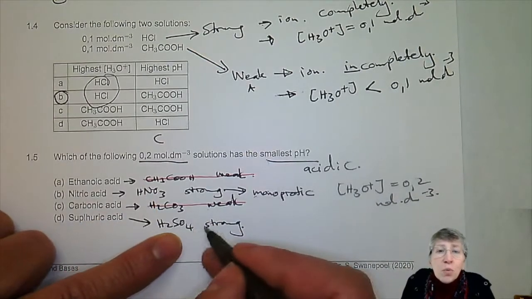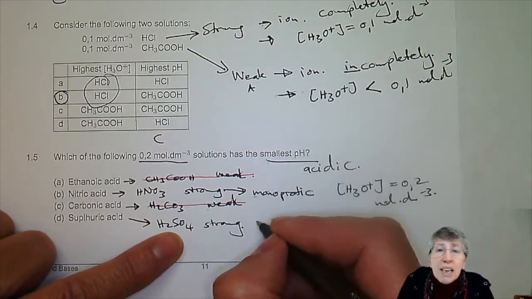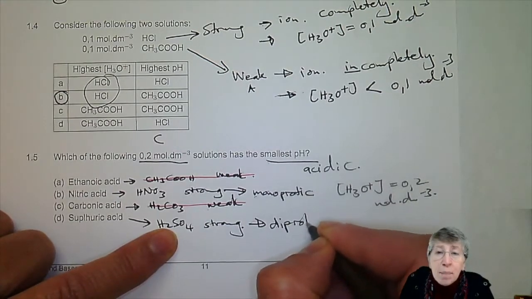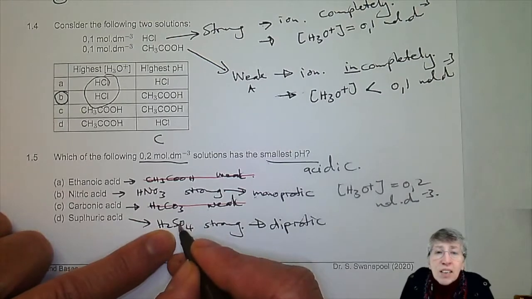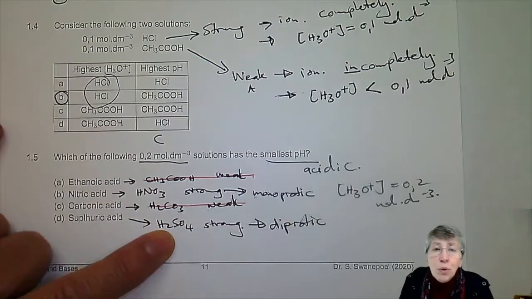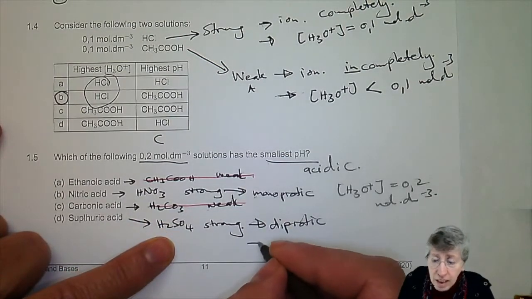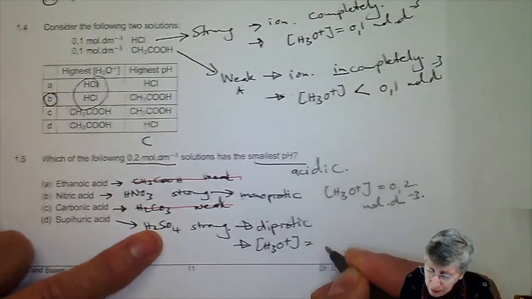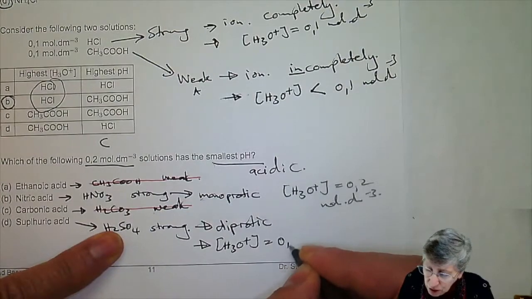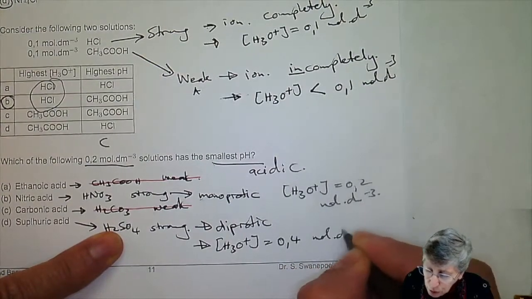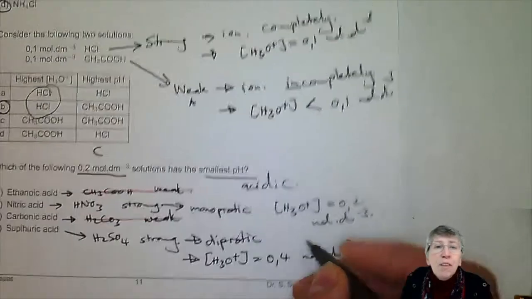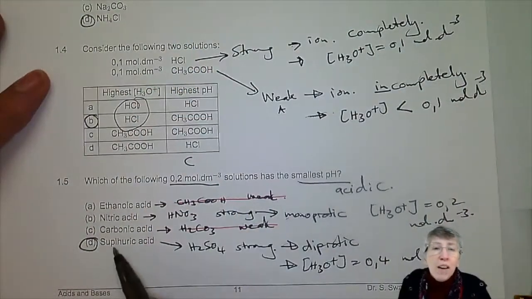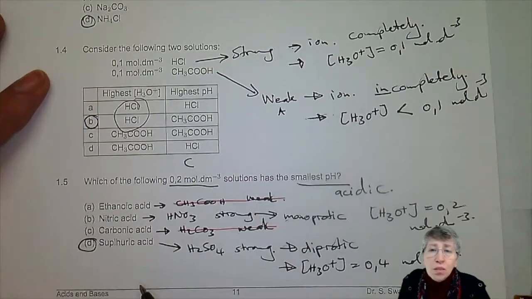But when we get to this one, it's strong, it will ionize completely, but if you look at it, you will see it is diprotic, meaning for every H2SO4, I will have two hydronium ions formed. That tells me the hydronium ion concentration here will be 2 times 0.2, which is 0.4 moles per cubic decimeter, which is definitely more, right? It's diprotic, it's giving 2 protons for every sulfuric acid molecule.